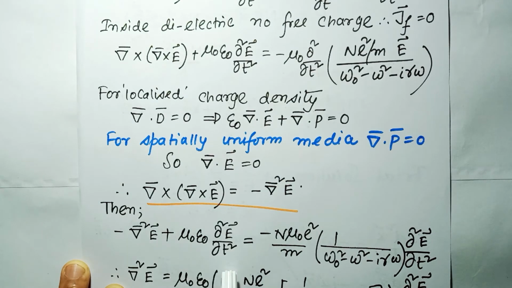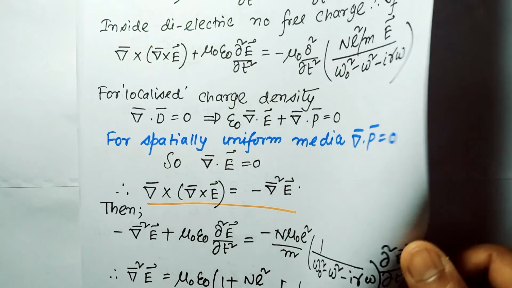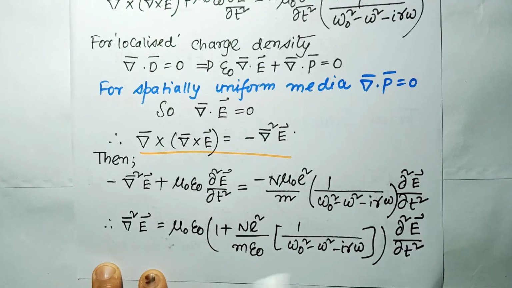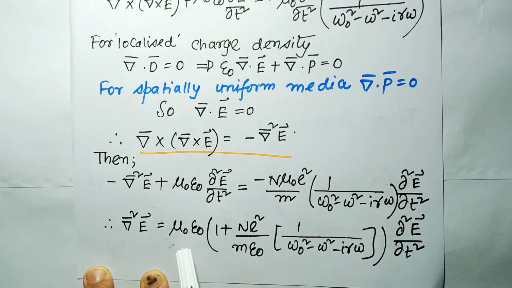del 2 E by del t2 is equal to minus n mu 0 E square by m times 1 by omega 0 square minus i gamma omega times del 2 E by del t2. So if I take this term to the right hand side, grad square E is equal to mu naught epsilon naught times 1 plus n e square by m epsilon naught times 1 by omega 0 square minus i gamma omega, whole multiplied by del 2 E by del t2.